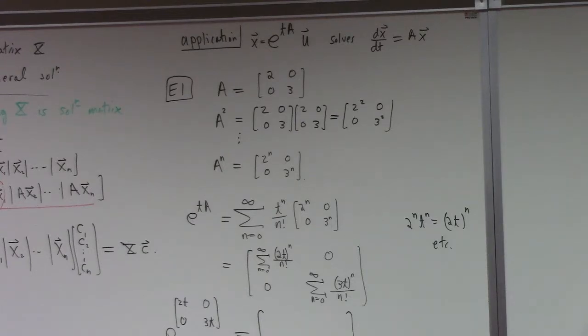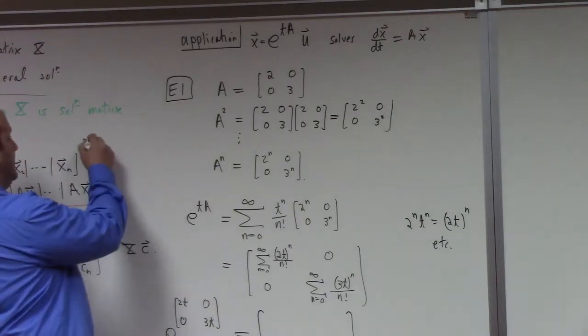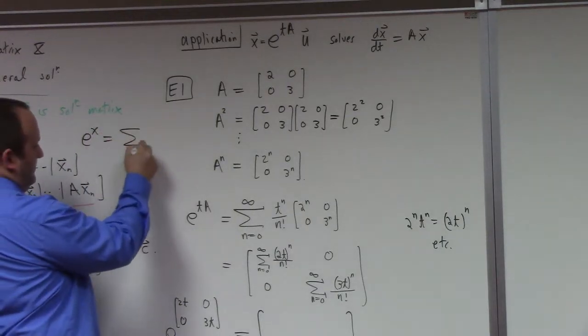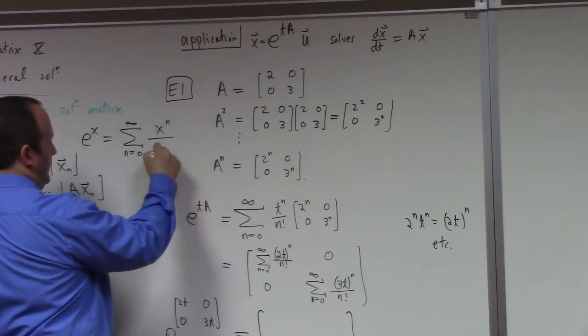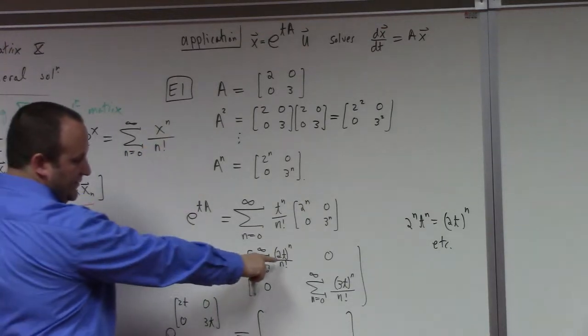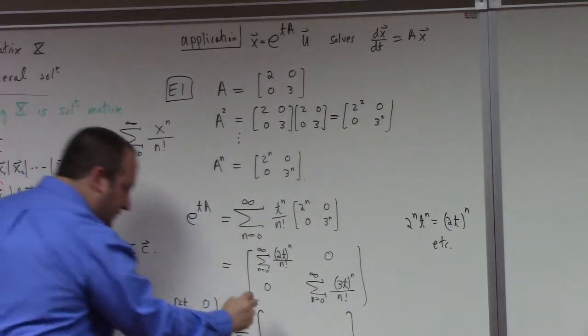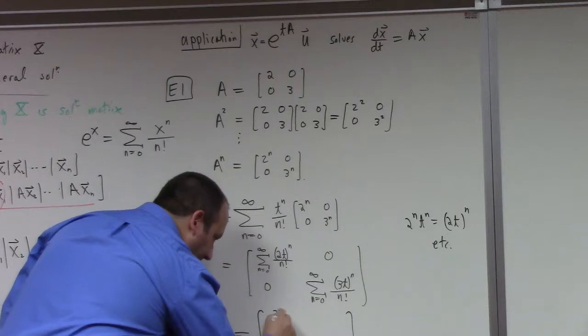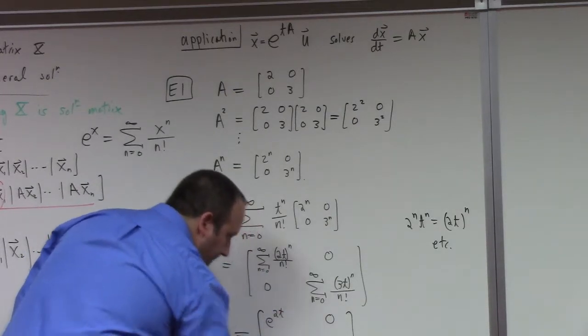No one said calculus 2? Or is it just too far away? These are the power series for the exponential, right? What's e to the x? E to the x is the sum, n equals 0 to infinity, of x to the n over n factorial. So put x equal to 2t, or x equal to 3t. That's the exponential of 2t, 0, 0, and e to the 3t.